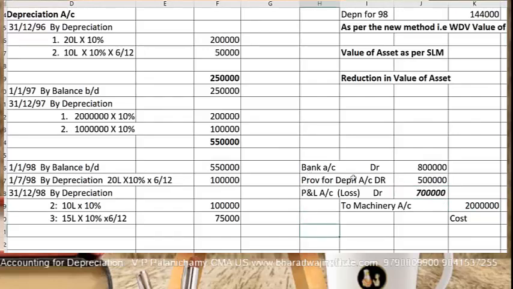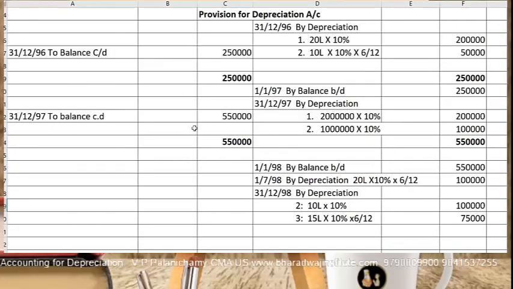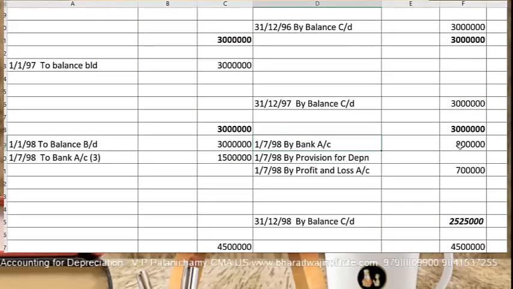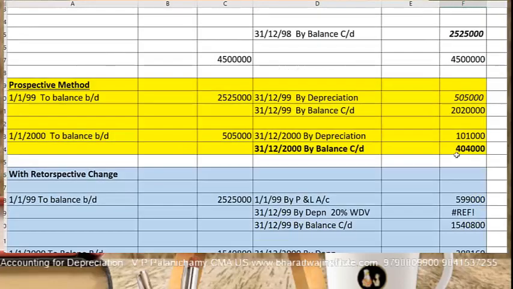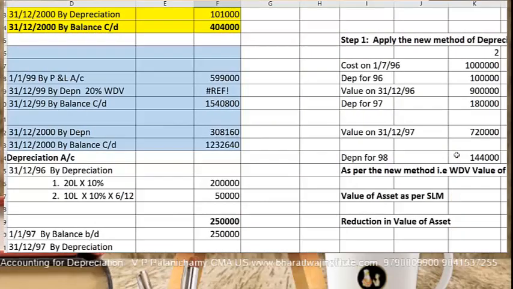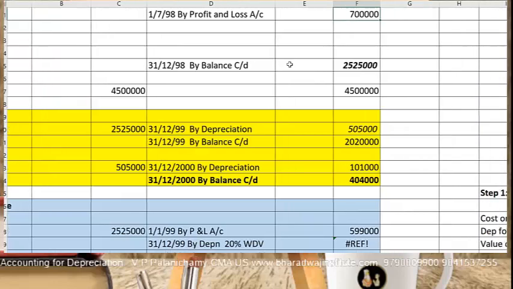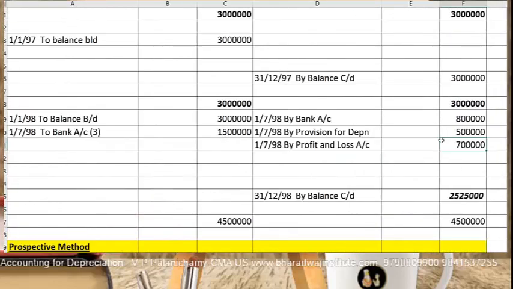Okay, how will this be posted? In the asset account, bank account, provision for depreciation, P&L account will be credited. So let us go to the asset account. On 1/7/98, by bank 8 lakhs, by provision for depreciation, which is nothing but accumulated depreciation on the asset sold. What is accumulated depreciation on the asset sold? This 5 lakhs. By P&L account, the loss on sale is 7 lakhs. So this is how it is recorded.